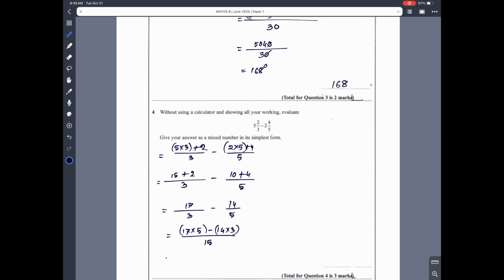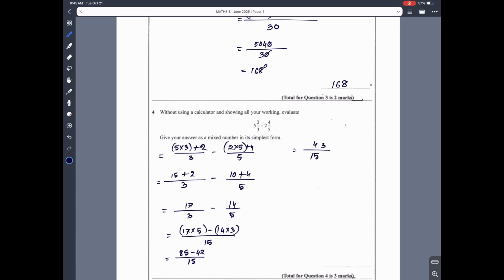Let's give it a bracket. So 17 into 5 is basically 85 minus 42 and 15. 85 minus 42, 5 minus 2 is 3, and 8 minus 4 is 4, and we have 15.